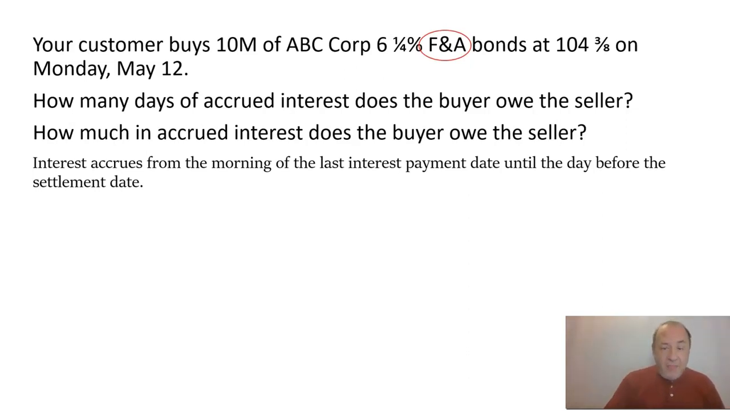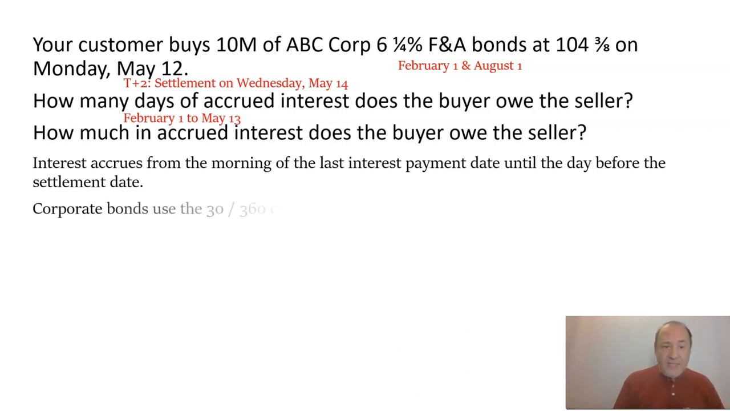As an F&A bond, that means it makes interest payments February 1st and August 1st, right? Payments are spaced 6 months apart. So the interest is going to accrue from February 1st, the morning of the last interest payment date. Now the trade date was Monday, May 12th. When is the settlement date of the trade? Corporate bonds settle 2 business days after the trade date, or T plus 2. So the settlement date of the trade is Wednesday, May 14th. So we're going to calculate accrued interest from the morning of the last interest payment date until the day before the settlement date, which would be February 1st up until May 13th.